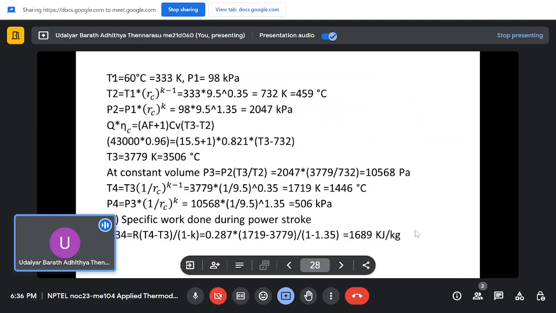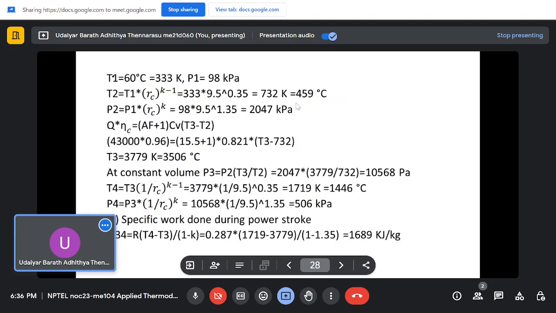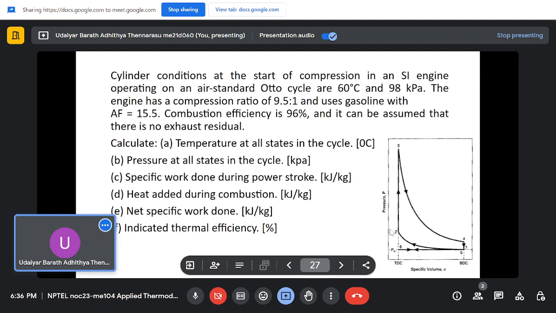So we'll start. We know at the start the temperature is 60 degrees Celsius. Converting that into Kelvin, plus 273, we get 333 Kelvin, and pressure at state 1 is 98 kilopascal. Now we know the compression ratio is 9.5. So V1 by V2 is known.